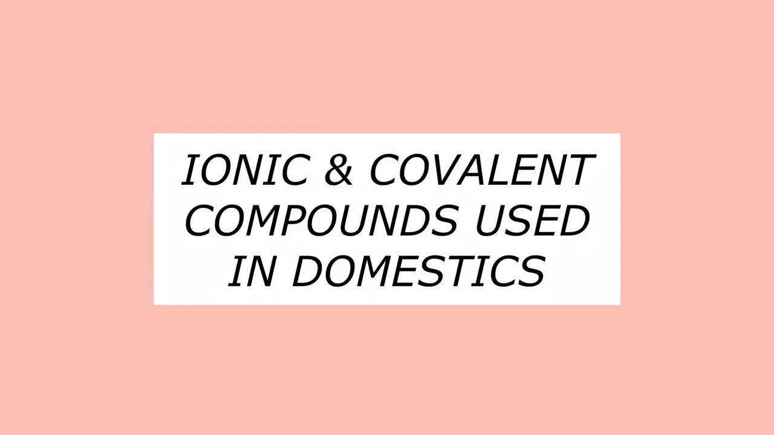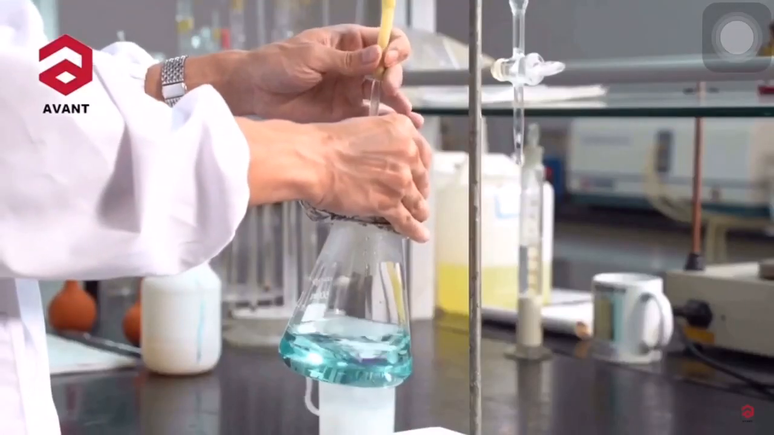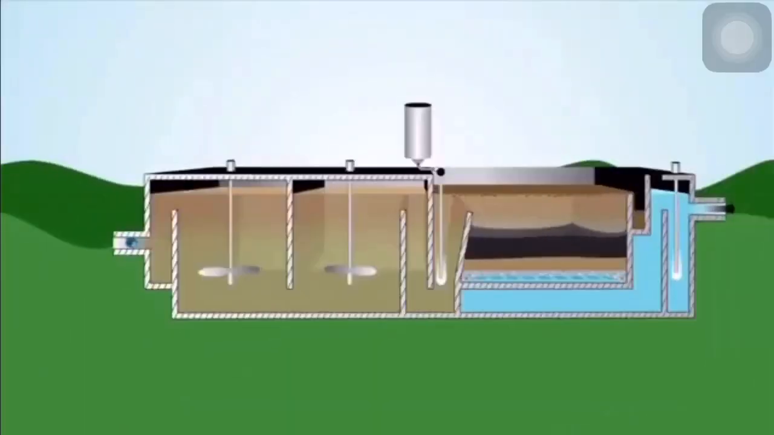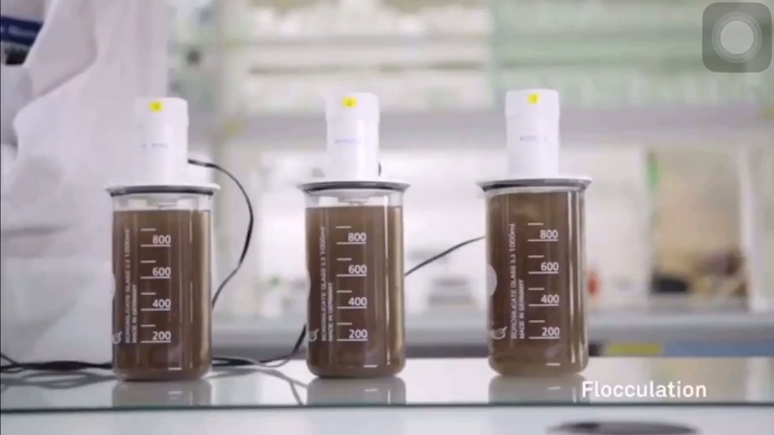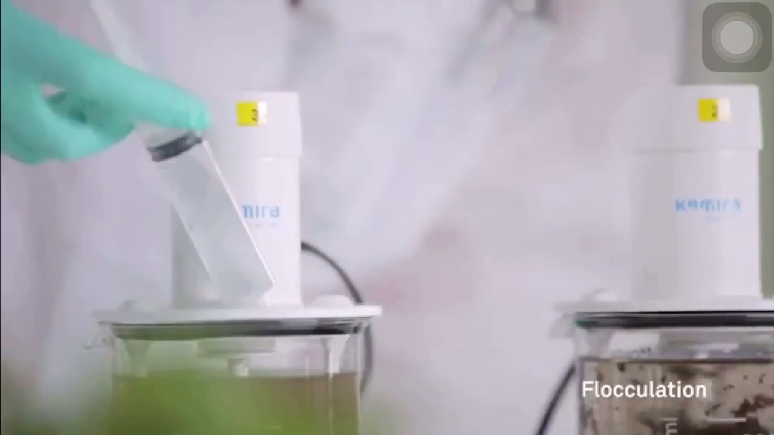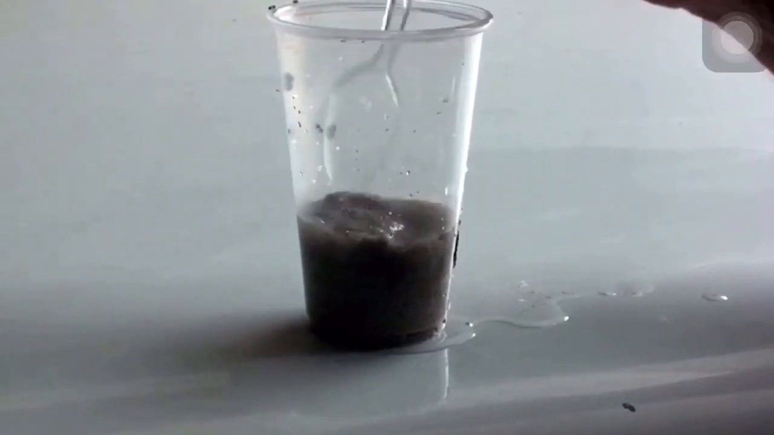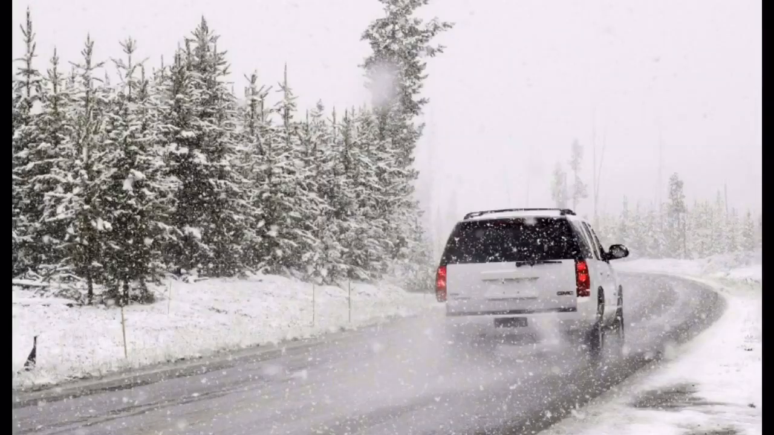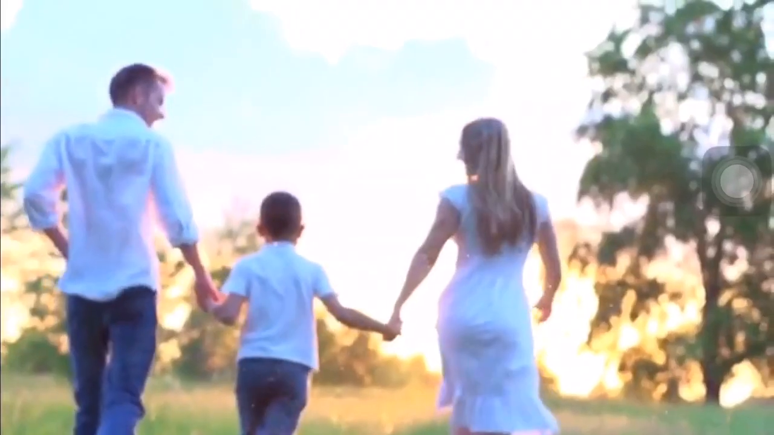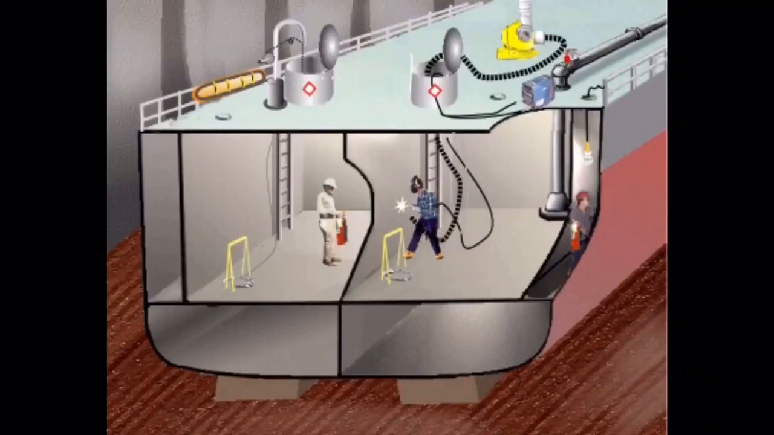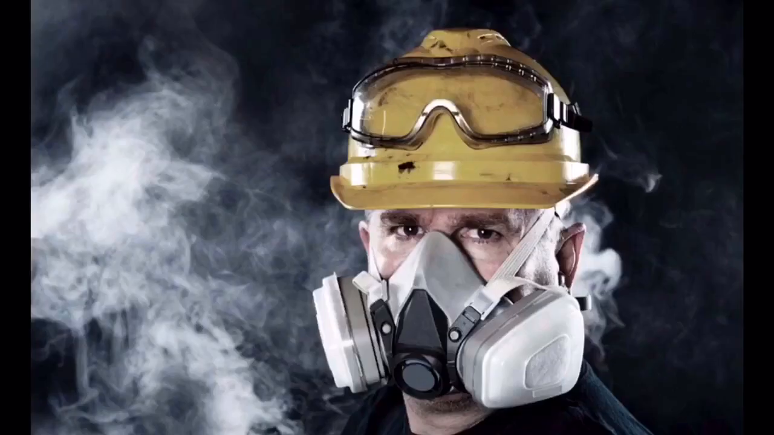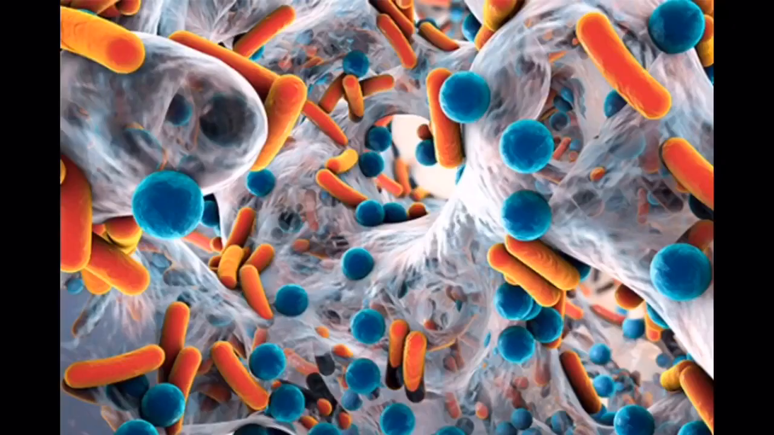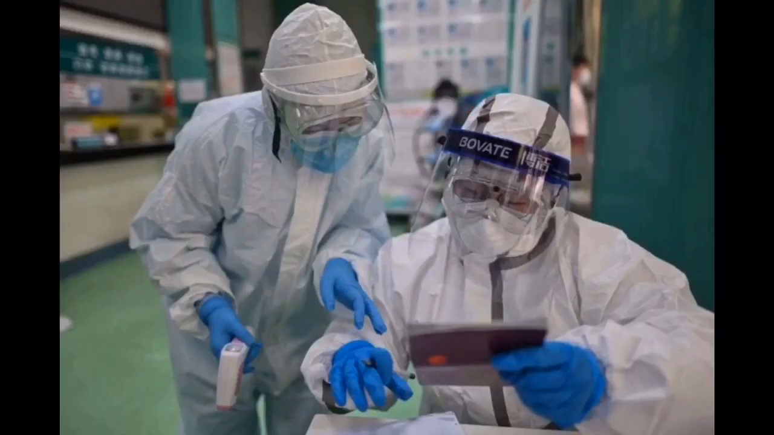Ionic and covalent compounds used in domestics. Sodium aluminate is commonly used in wastewater treatment plants to remove suspended solids, metals and dissolved silica. Sodium aluminate is used during cold weather to accelerate the solidification of concrete. When inhaled, it is extremely harmful to human health. Conduct the activity in an enclosed area, use proper breathing protection, and contaminated clothes should be disposed of correctly.